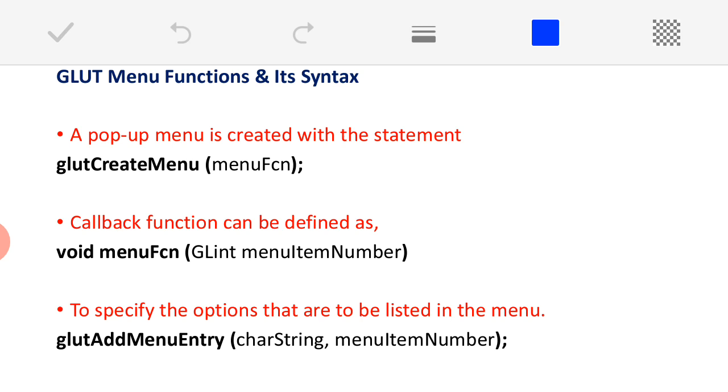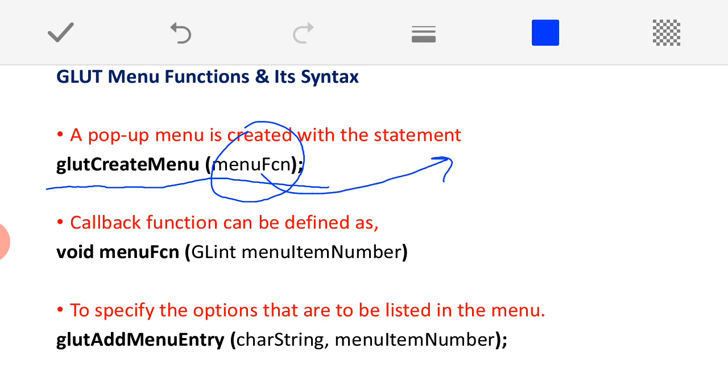This is the function that you are supposed to use, glutCreateMenu, which comes with one callback function. Let the name of the callback function be menuFCN, some name that I have defined here, and you have to define the logic separately. This is the very important and the very first function that you are supposed to use, glutCreateMenu, which is capable of creating the menu here.